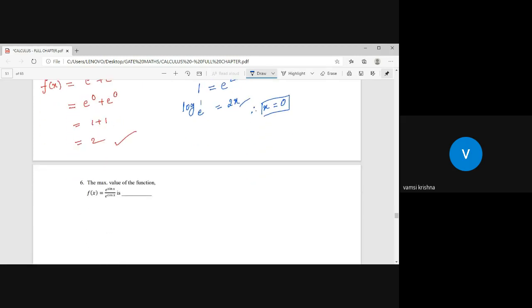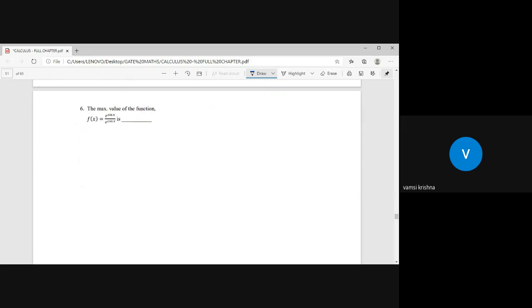Okay, students, now let's say this. The maximum value of the function e power x times e power sin x divided by e power cos x. The given function f of x equals e power x times e power sin x divided by e power cos x. If I take that into the numerator, I will get minus cos x, just like a power m by a power n is a power m minus n.